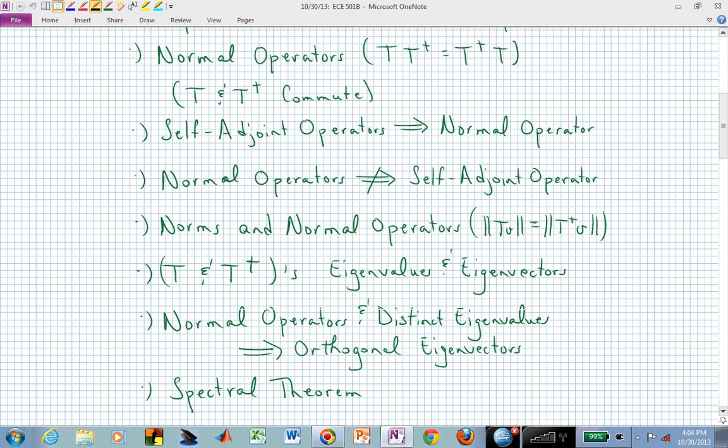But if you have a normal operator, it may not be self-adjoint. So you don't have to have a self-adjoint operator to have a normal operator. That's maybe a bigger set. Self-adjoint is more restricted.